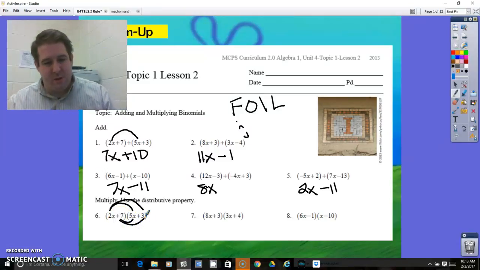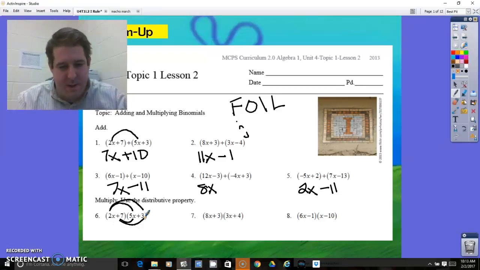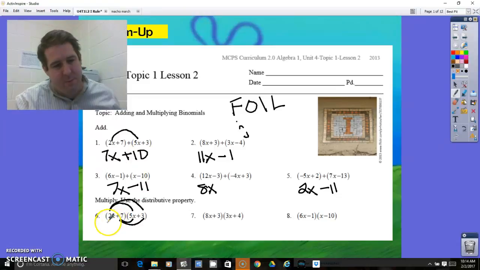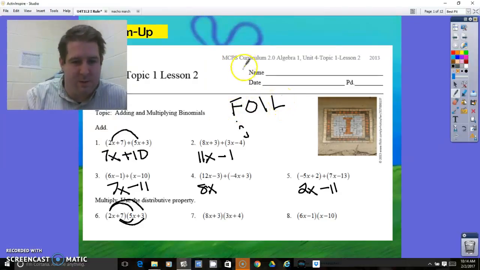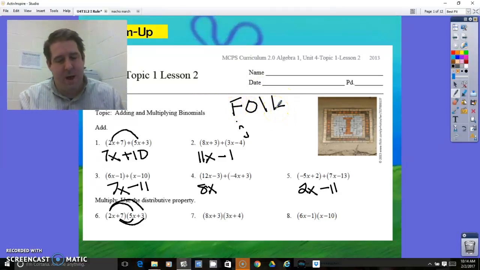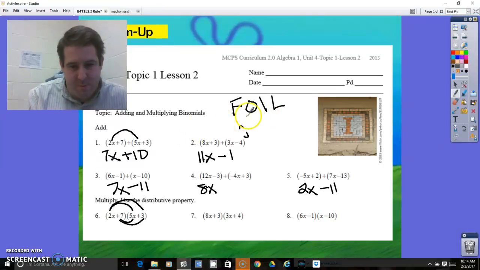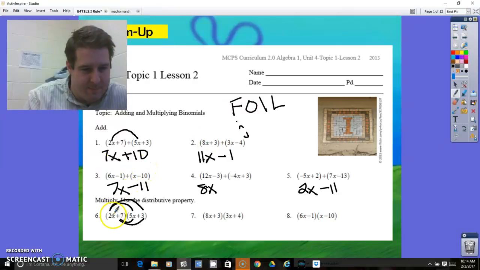Now FOIL is just a way of multiplying a binomial times a binomial, but really all you're doing is multiplying everything in one parenthesis times everything inside of the other parenthesis. You can do it in any order that you want. If you want to do LOIF or OILF, it's all the same thing as doing FOIL. It's just that FOIL is going to give you your answer in standard form, so you won't have to change it to standard form at the end. Typically, it depends on your problem, of course.